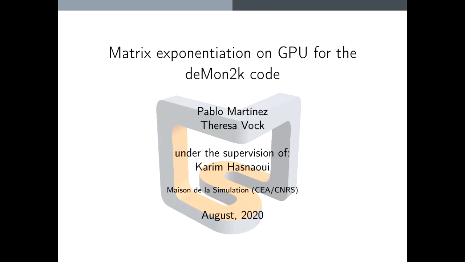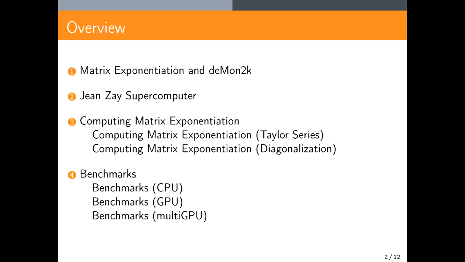Hi, I am Pablo, and with Theresa, we've been working on the project called Matrix Exponentiation on GPU for the deMon2k code. This is the overview of the presentation, where we will first see the matrix exponentiation and deMon2k. We will see the GNC supercomputer, and finally we will talk about our matrix exponentiation implementations.